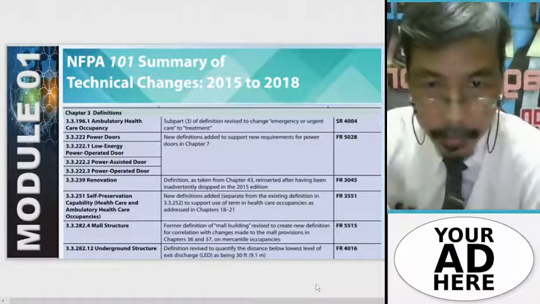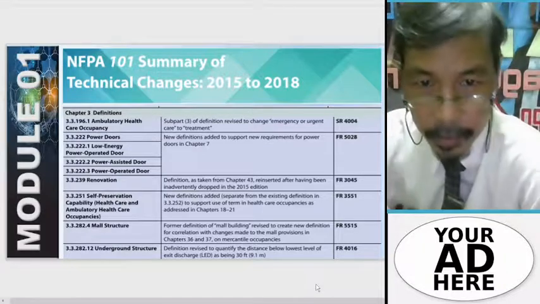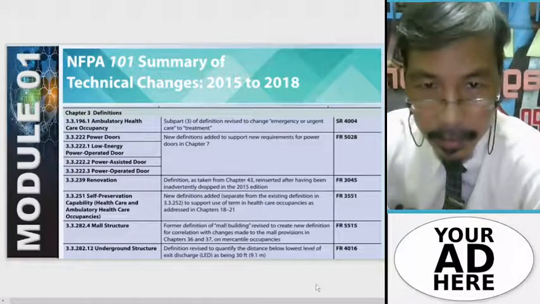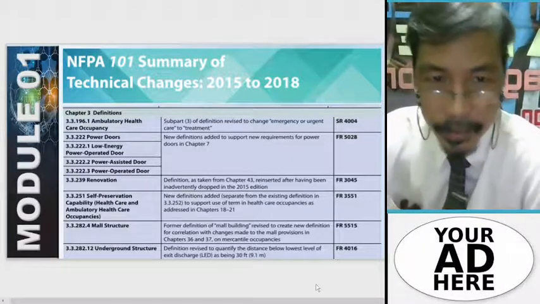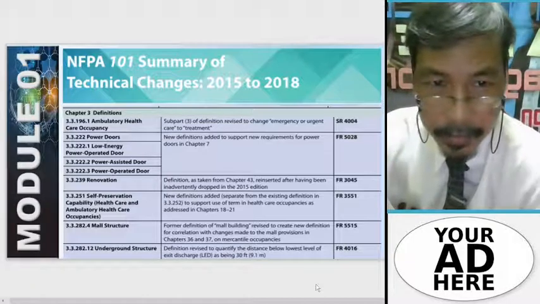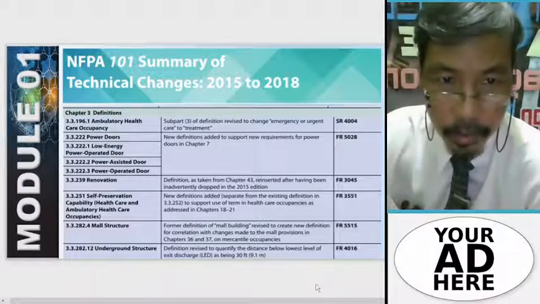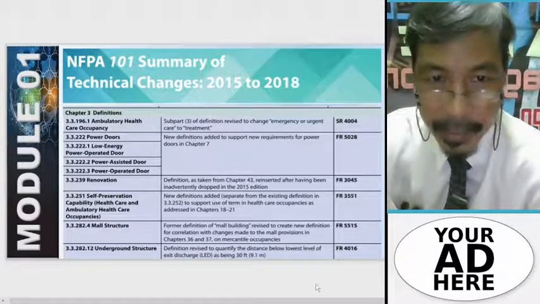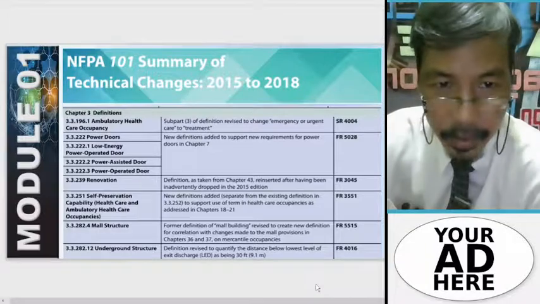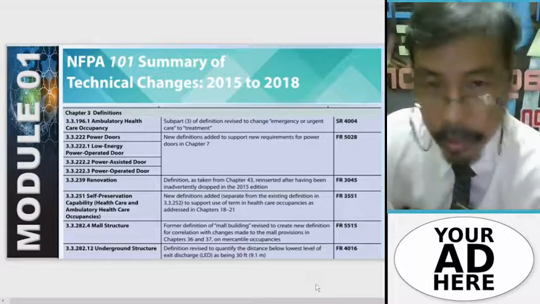Definitions of self-preservation capability, health care, and ambulatory health care occupancy. New definitions were added, separate from the existing definition, to support use of the term in health care occupancies as addressed in chapters 18 to 21.